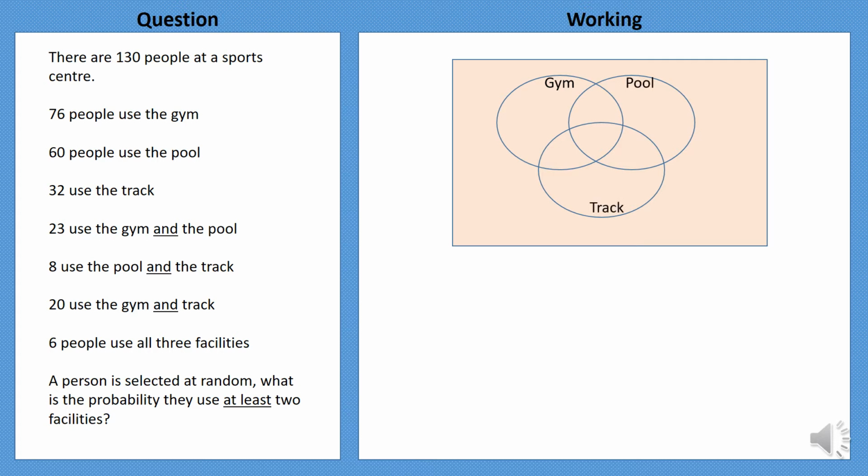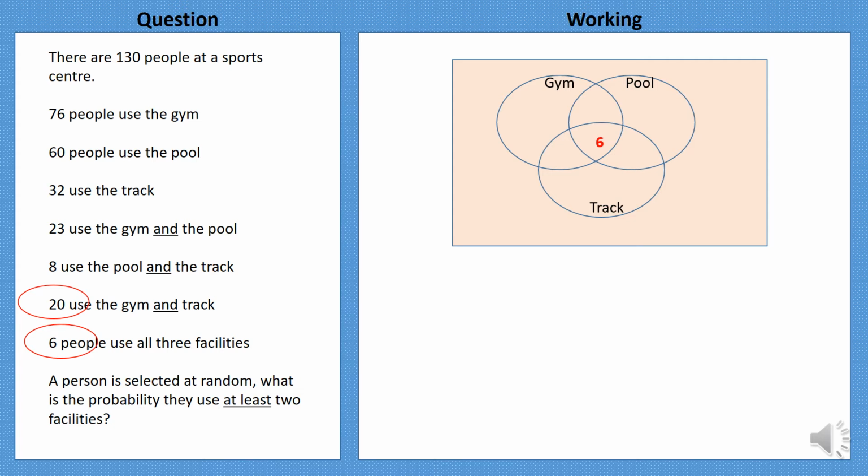Now, I actually think, weirdly, the most important bit of information in this question is the last bit. 6 people use all 3 facilities. That means we can plonk 6 right in the middle, because that's the section that shows us the people who use all 3 of the facilities. And then I'm going to work backwards, weirdly, because I think the information gets more important the further down.